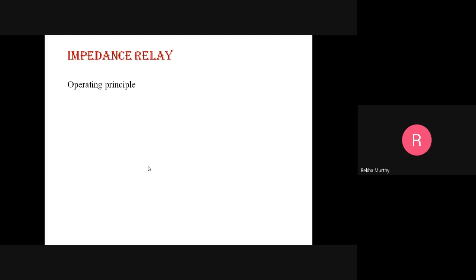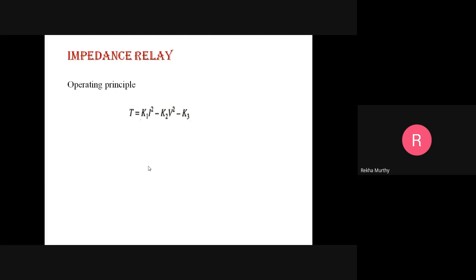To realize the characteristic of this impedance relay, the current is compared with the voltage at the relay location. The current produces a positive torque, that is the operating torque, and the voltage produces a negative torque, which is called the restraining torque. So the equation for the operating torque of an electromagnetic relay can be written as T = K1 I^2 - K2 V^2 - K3.